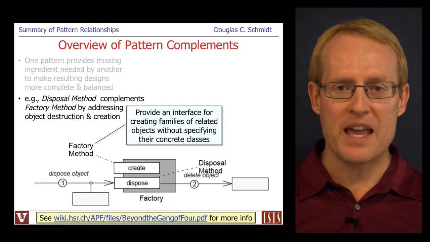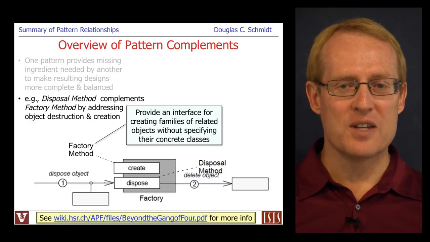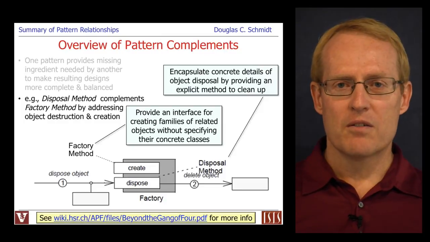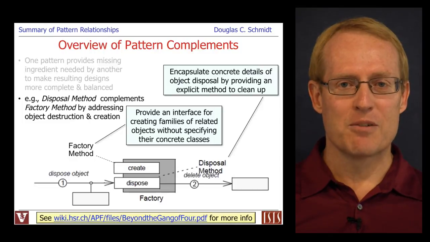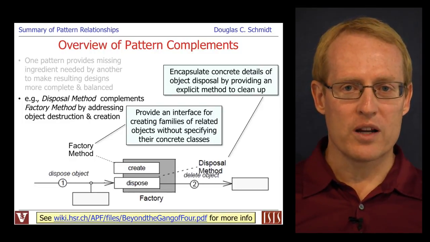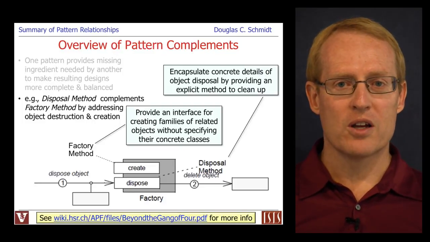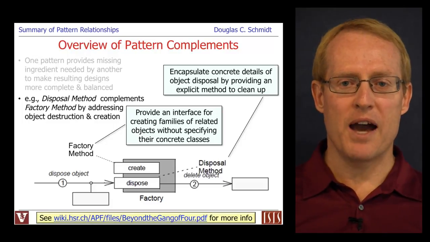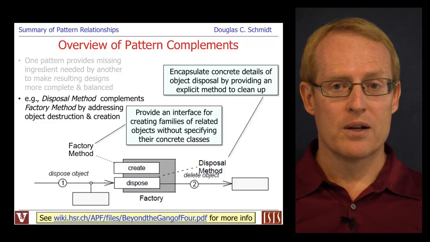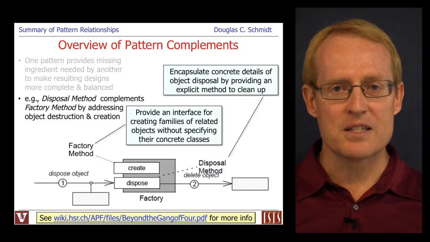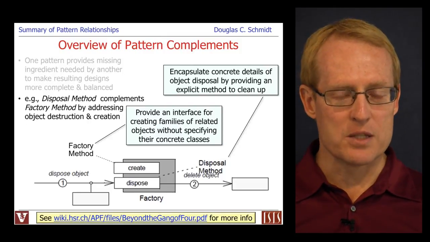You can use the factory method to make objects that can be used in ways that don't require the users to know the details of how they're actually implemented. For some reason, the Gang of Four book doesn't talk about how to get rid of these created objects from the factory method. So some later work talks about something called disposal method. And if you take a look at the POSA 4 book, you'll find a description of the disposal method pattern. It encapsulates the concrete details of object disposal by providing an explicit method that cleans up whatever a factory method has produced, releases the resources, deletes memory, and so on.